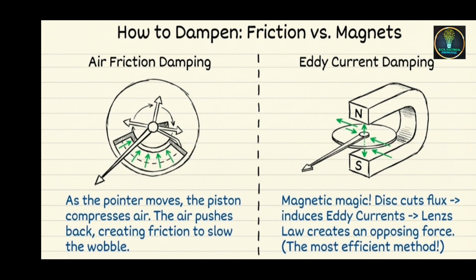The eddy current damping. This figure shows the arrangement of eddy current damping. Magnetic magic: the disc cuts flux, induces eddy currents, and Lenz's law creates an opposing force. The most efficient damping method is the eddy current damping.